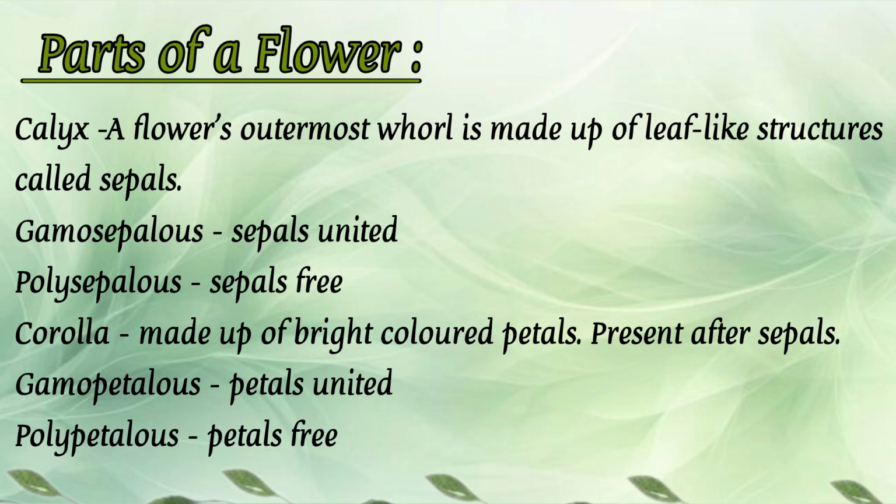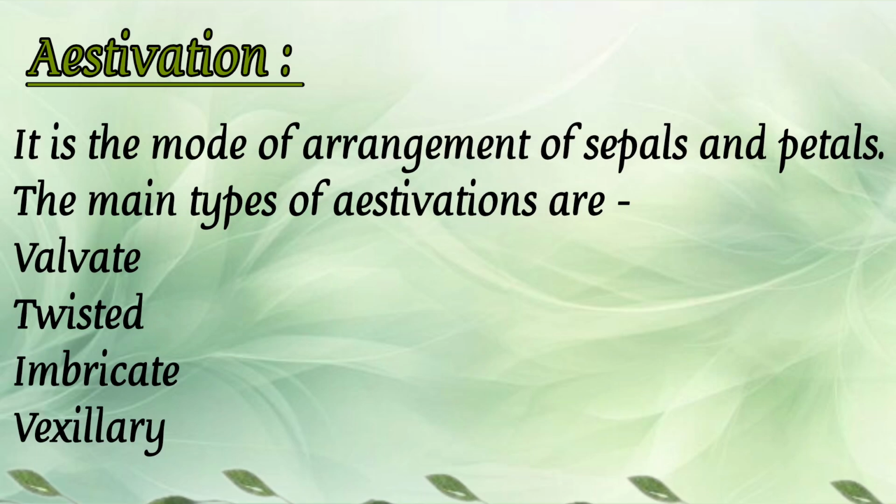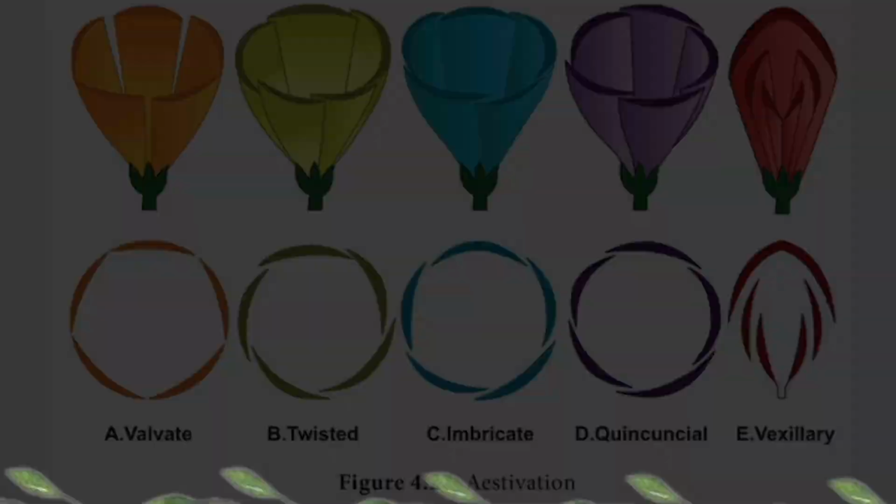The corolla consists of petals, which are usually brightly colored and attract pollinators. Petals may be gamopetalous when united or polypetalous when free. Arrangement of sepals and petals in a flower bud is known as estivation. Common types include valvate, twisted, imbricate, and vexillary.